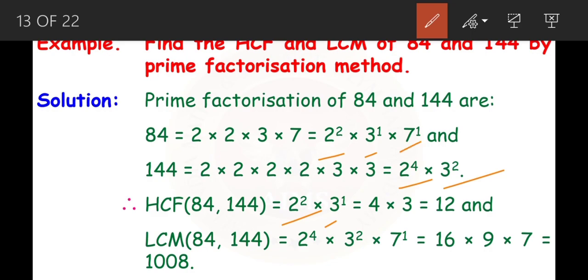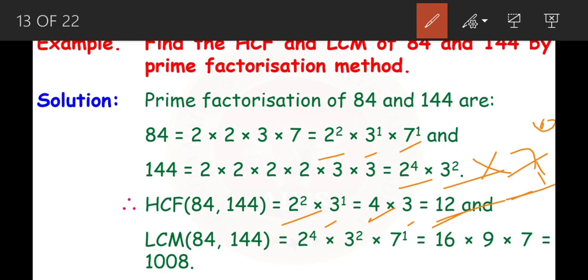Here 7 power 1 is there, but here there is no 7, which means 7 power 0. So no need to consider 7. So 2 square stands for 4, 3 power 1 stands for 3. 4 times 3 is 12. We have the HCF 12.